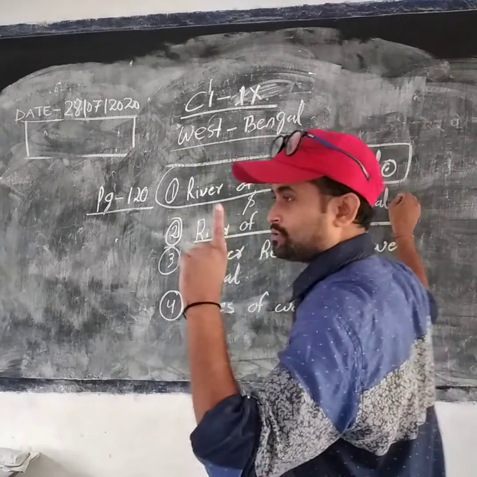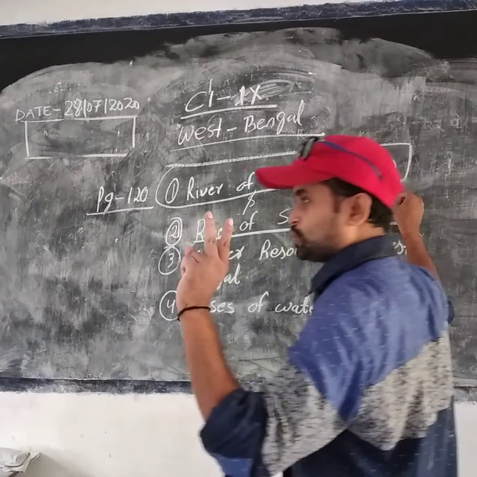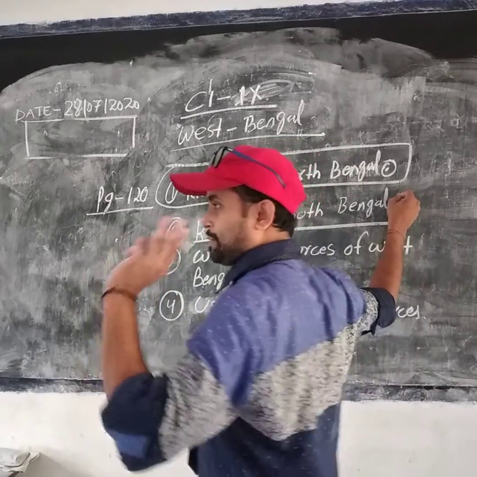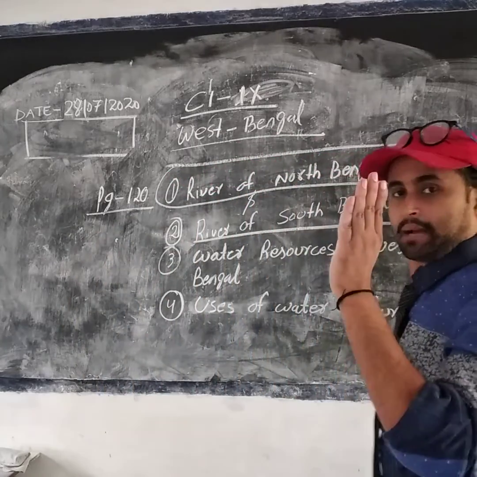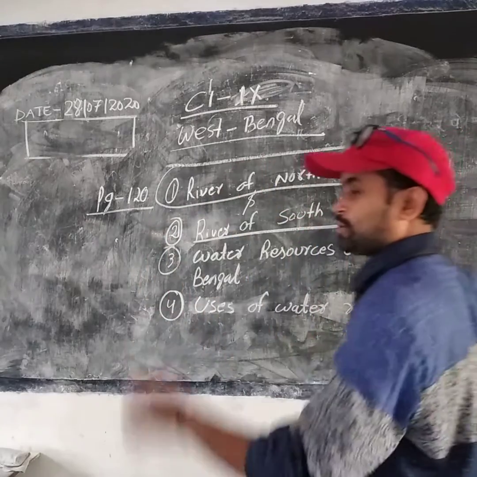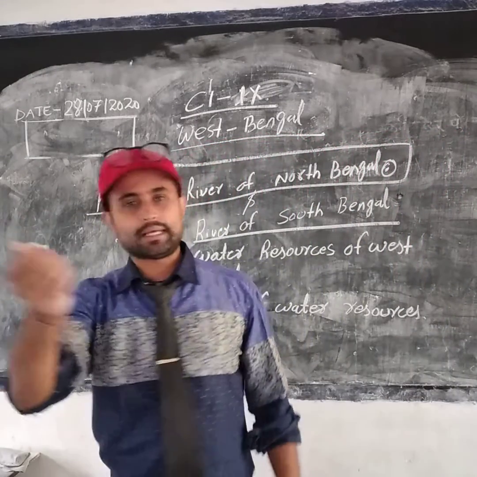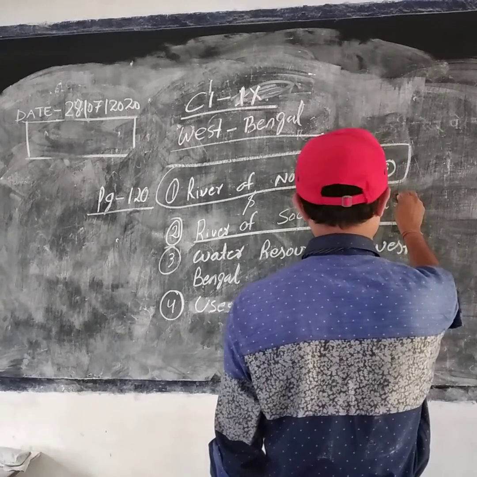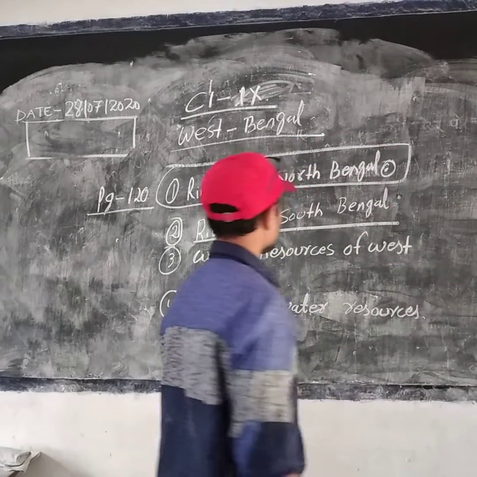So rivers of South Bengal: number one, Bhagirathi. Number two, Hooghly, yes or no? Number three, Rupnarayan. Number four, Damodar. Damodar river is also known as the Sorrow of West Bengal. Number five, Ajay. Ajay is also a river of South Bengal, my dear students. So we have understood the first point.